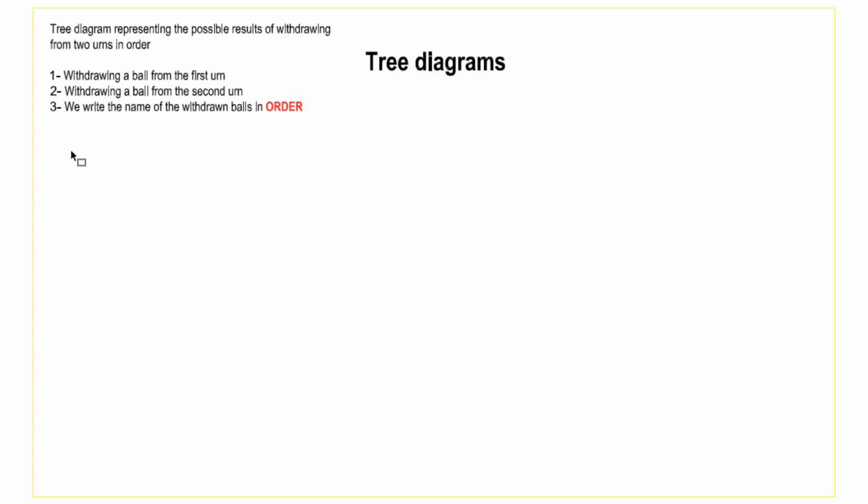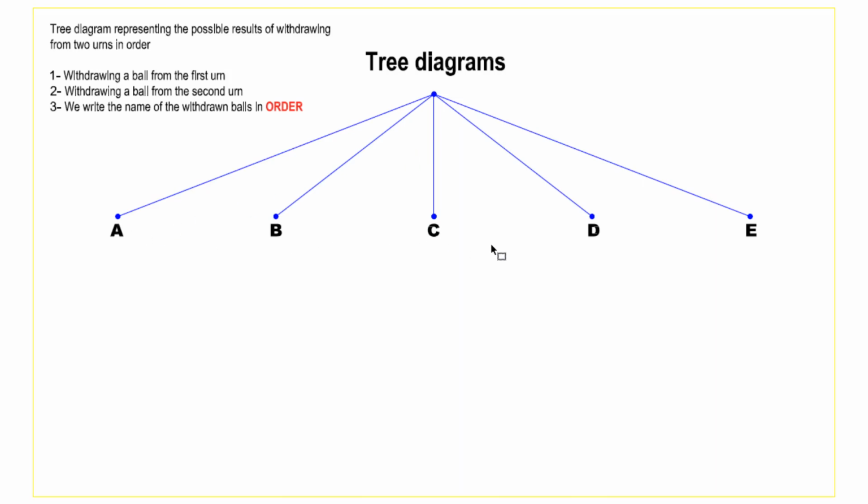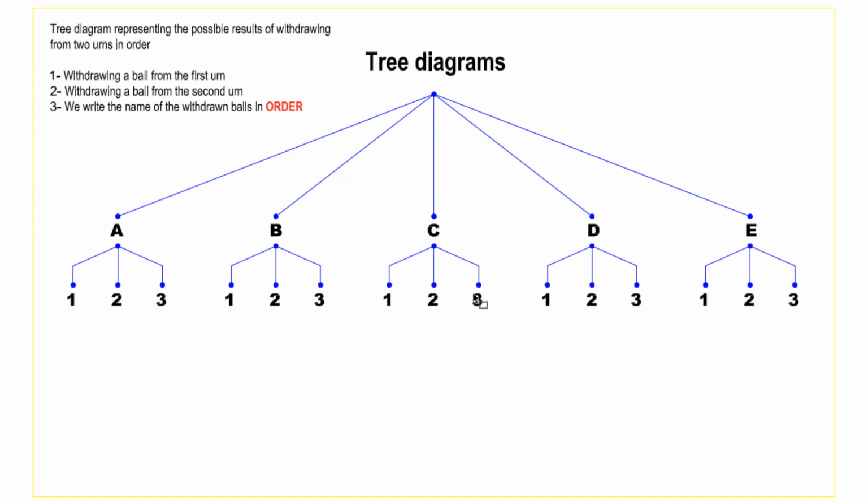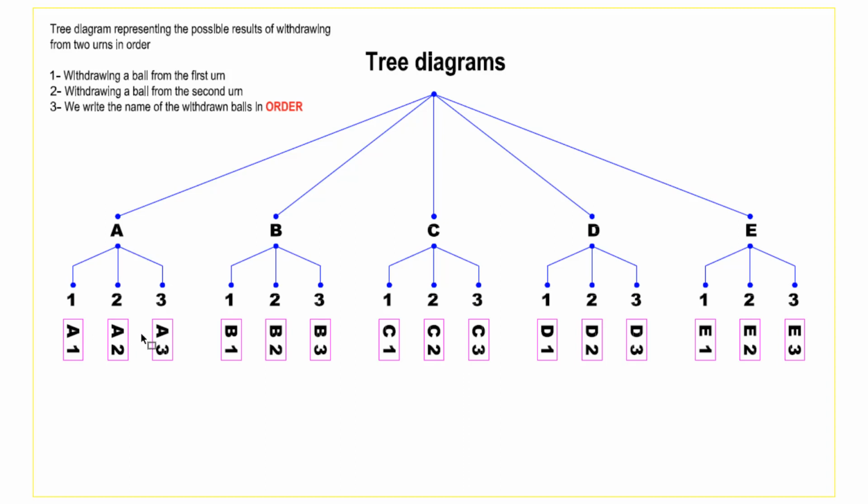Now to find out the number of possible outcomes or the sample space, we can use the tree diagram. In this tree diagram, for the first withdrawal, we may get A, B, C, D, or E. And in the next withdrawal, the second withdrawal, we may get 1, 2, and 3. So the possible outcomes are A1, A2, A3, so we may here withdraw B and then withdraw object 3, so we write it down as B3 and so on. So now we need to know the number of all outcomes.